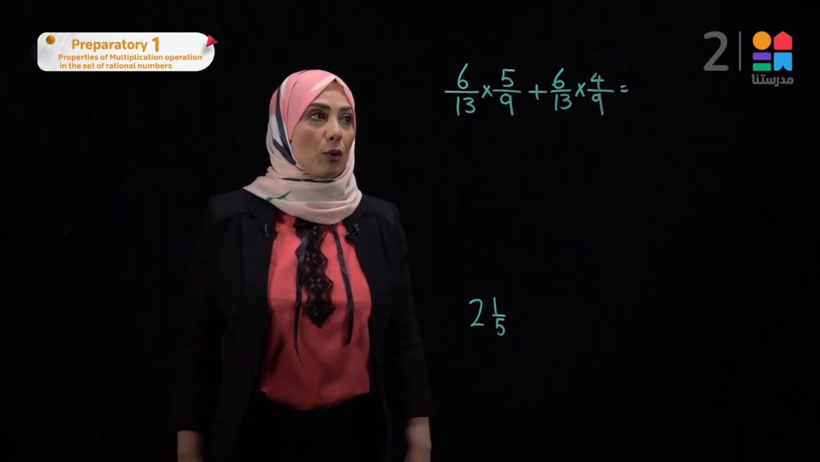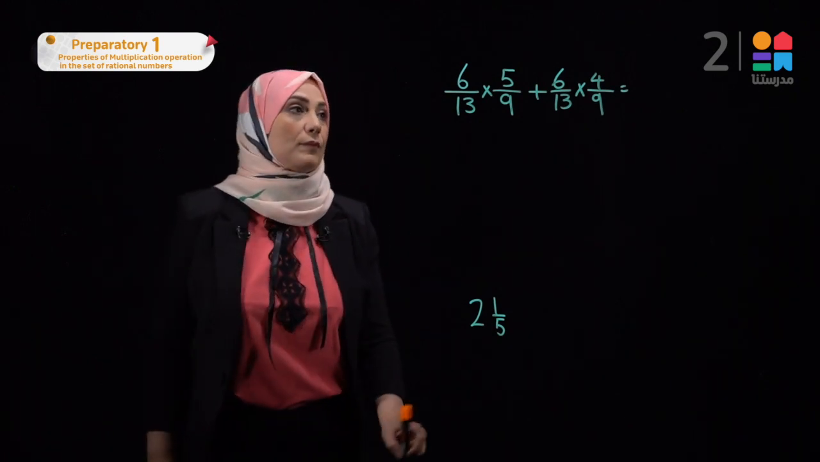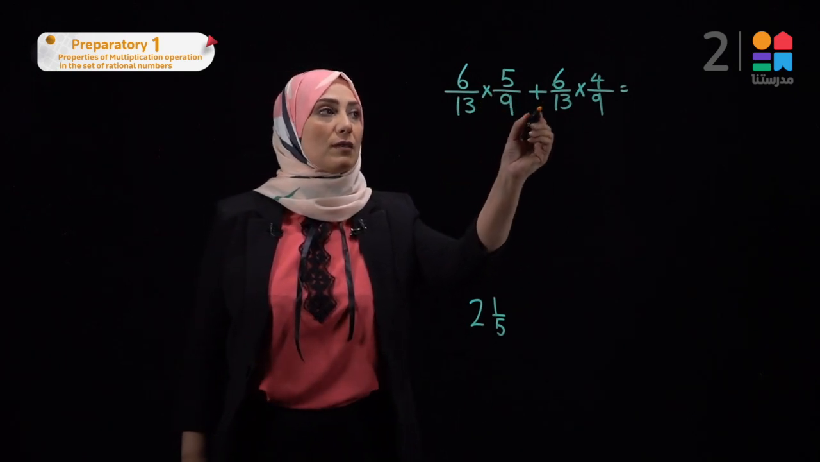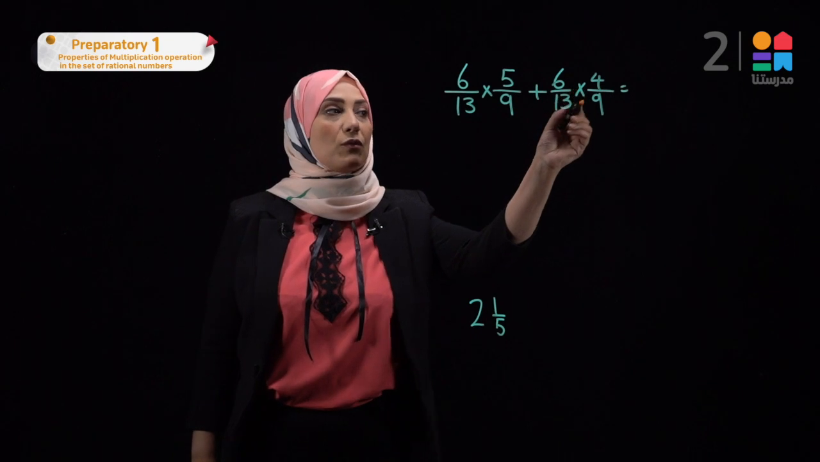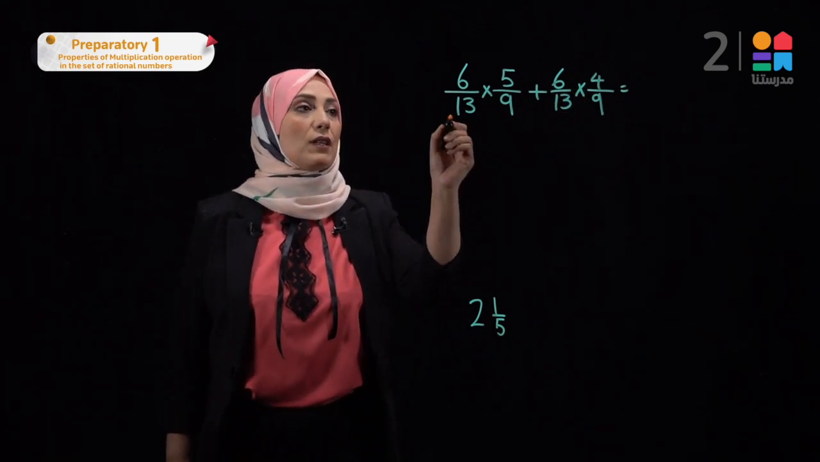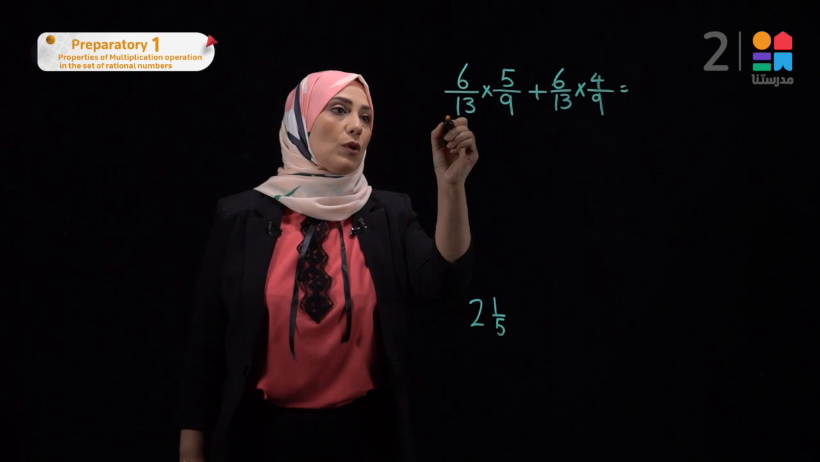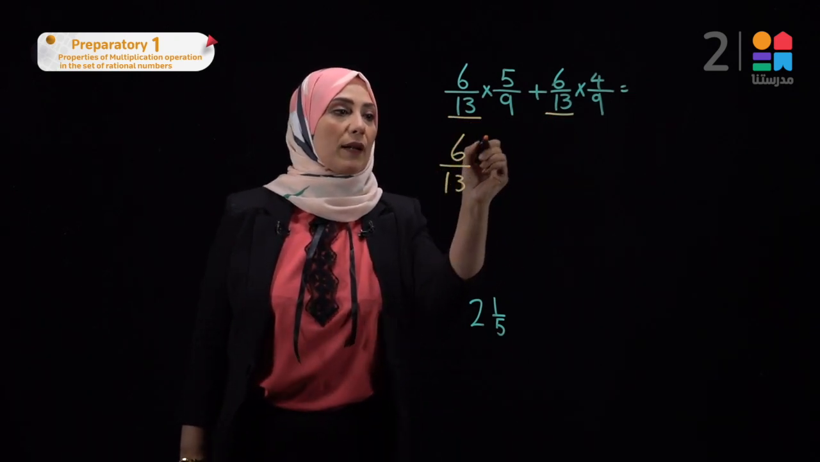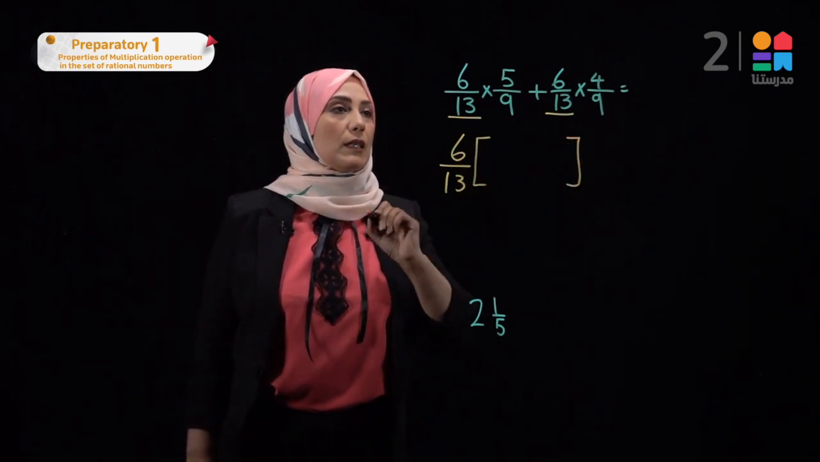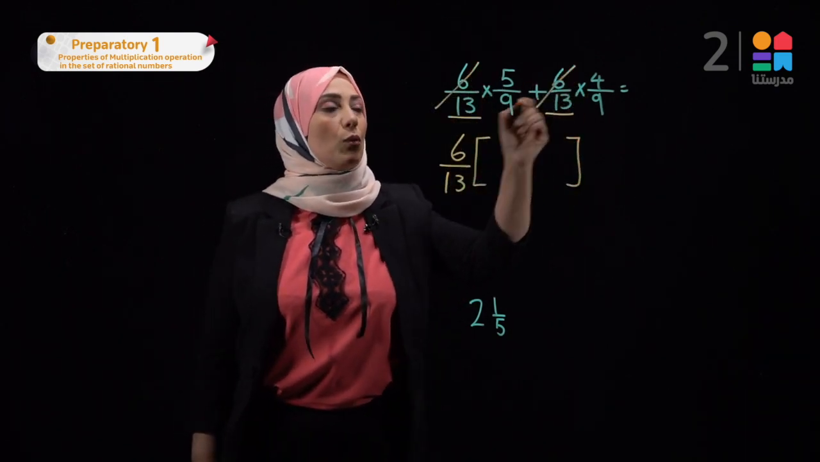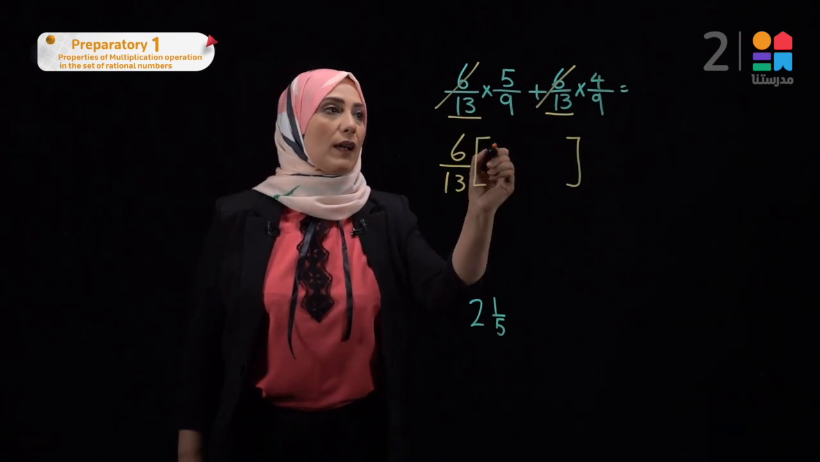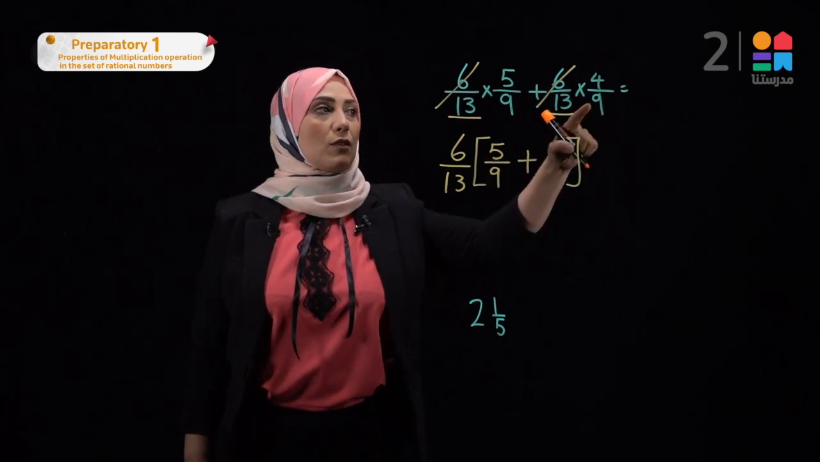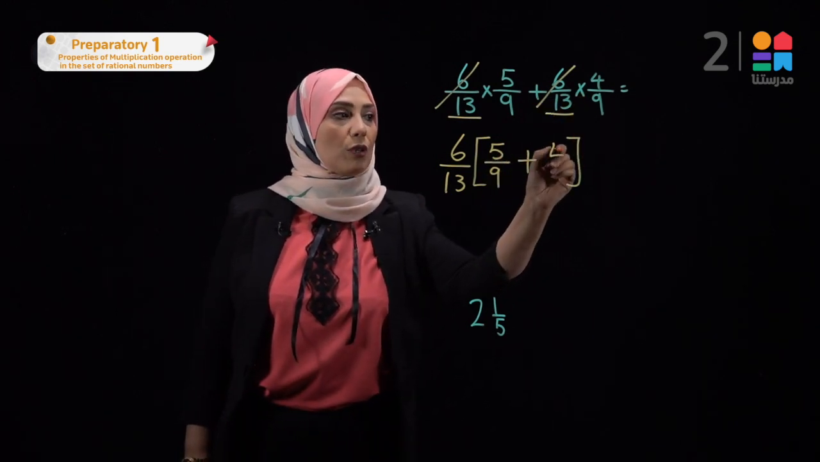Use the distributive property to find that. Here we have 6/13 times 5/9 plus 6/13 times 4/9. As you can see, 6/13 is repeated, so we will write it and open brackets and cross it out. What is the factor here? We have 5/9, and put plus as it is. Then the other factor is 4/9.